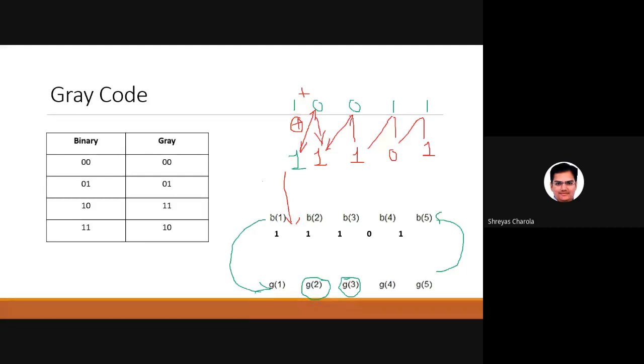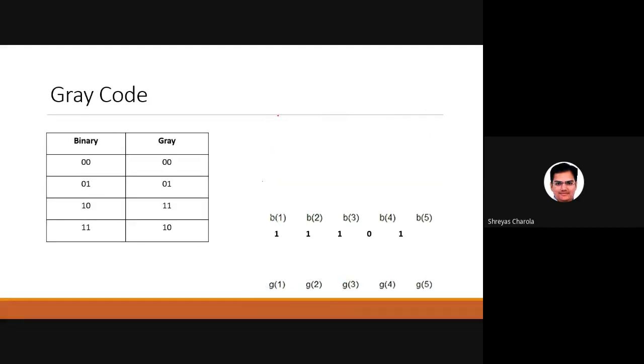Let's suppose, for example, I ask you one question. Suppose 1, 0, 1, 0, 1. These numbers are in gray code. What should be the answer in binary? Write down the answer in the chat box.